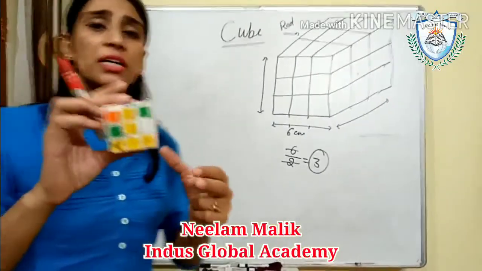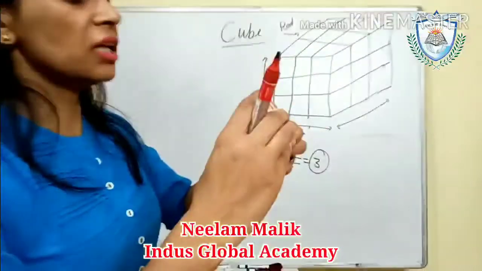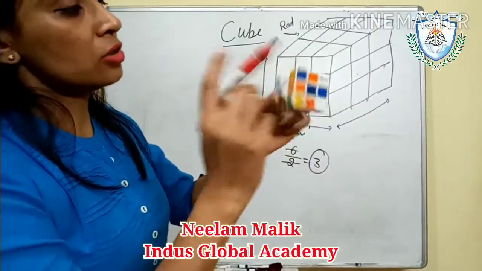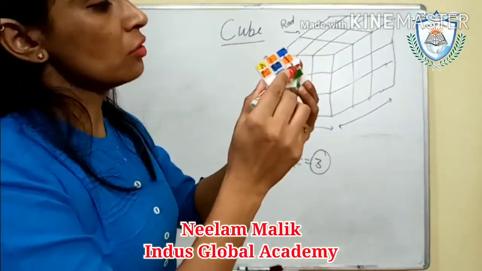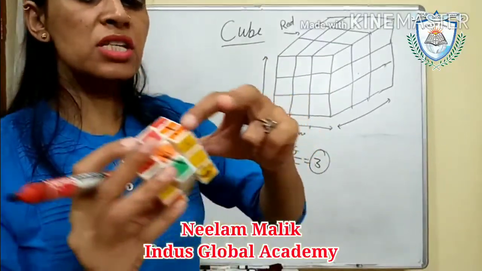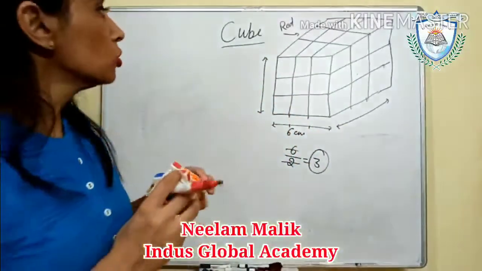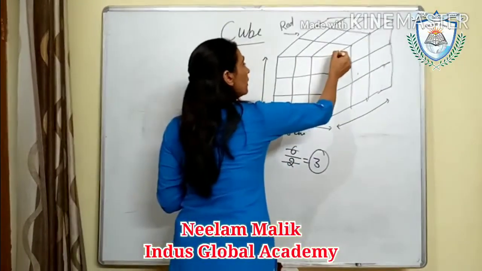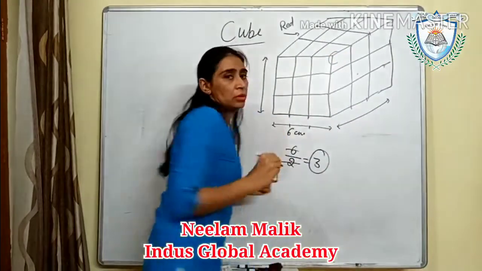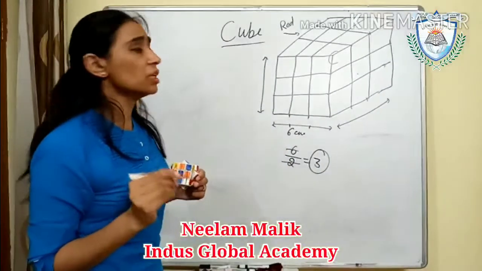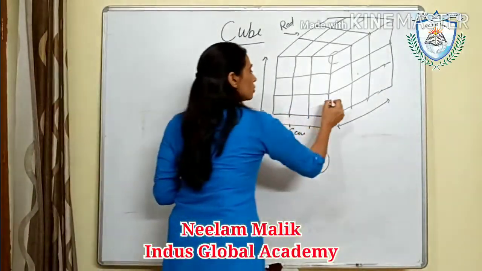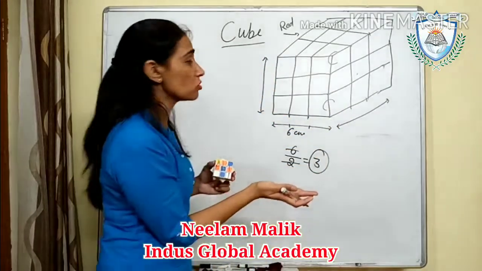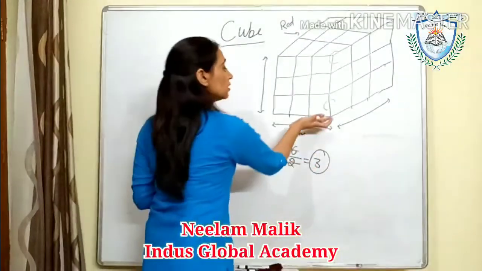How many corners are there in a cube? In a cube there are a total of 8 corners: 1, 2, 3, 4, 5, 6, 7, 8. So we can say the name of this cube is corner cube, having 3 colored sides. And this is also a corner. One side is this, one is this, and one is the bottom side. That is also colored. We have to imagine that there is a bottom also.